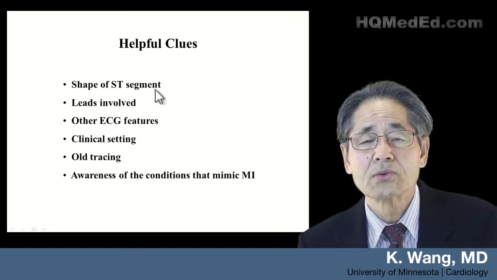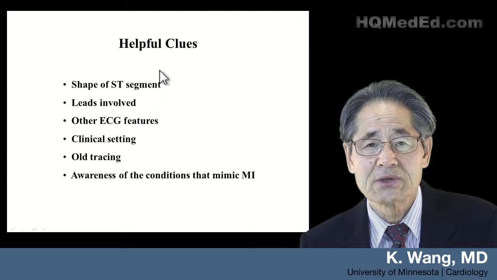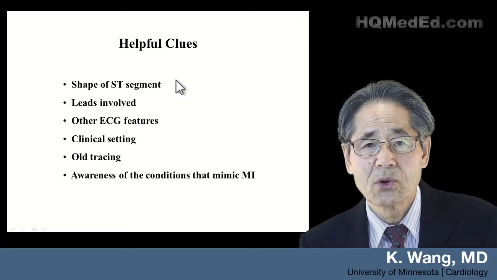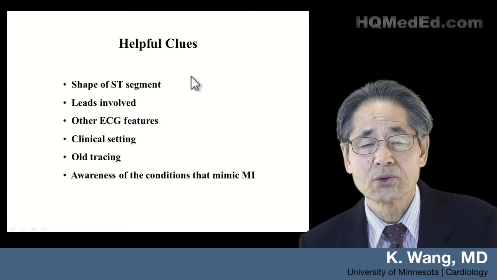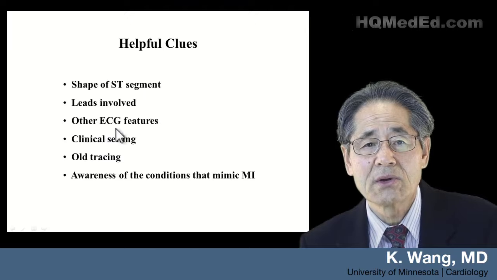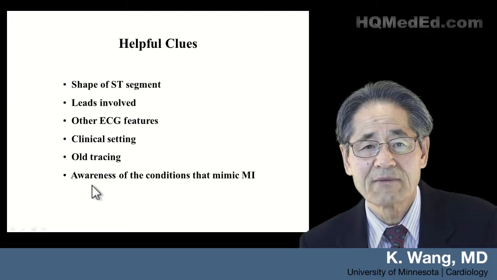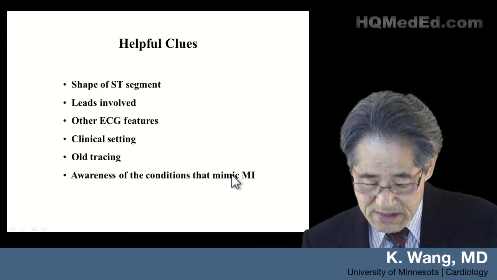So helpful clues are the shape of the ST segment. Is it continuously downsloping, or is it plateauing, or squaring, or shouldering? Leads involved, other ECG findings, clinical setting, and old tracing if available, and awareness of conditions that mimic MI.